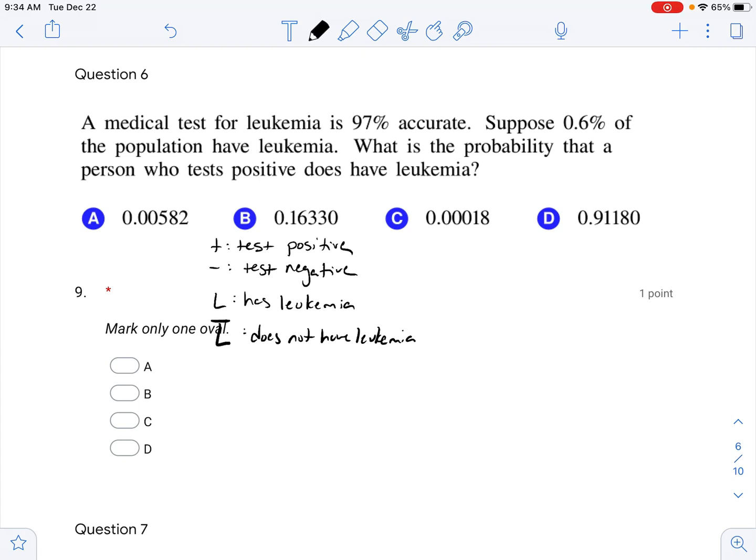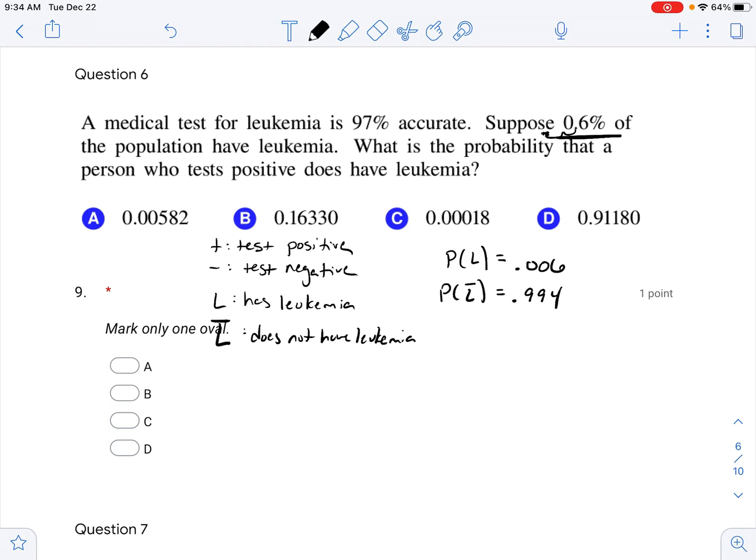Okay, so we can go through this a couple different ways. Let's start by notating some things with probability. Suppose that 0.6% of the population has leukemia. So the probability a randomly selected person has leukemia is 0.6%. Don't forget to move the decimal over. That's really 0.006 as a decimal. So be careful with that. From that, the probability somebody doesn't have leukemia is the remaining 99.4%, because those are complements, so they have to add up to 1.